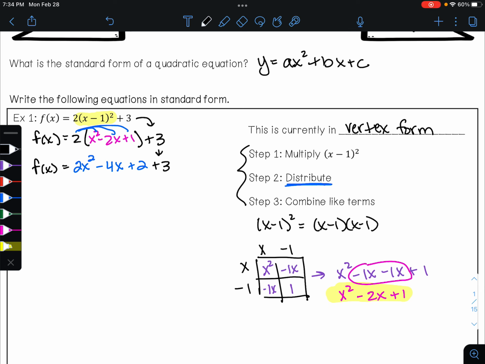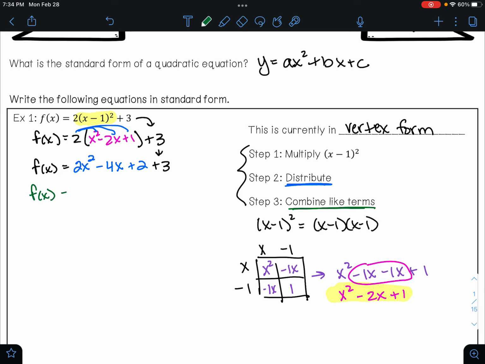My third and final step is to combine like terms. So let's see, I'm going to have f of x equals 2x squared, which doesn't have a like term, so I'm going to bring that one down. Negative 4x doesn't have a like term, so I'm going to bring that one down. 2 plus 3 is 5. F of x equals 2x squared minus 4x plus 5 is now in standard form. We can see that a is 2, b is negative 4, and c is 5.